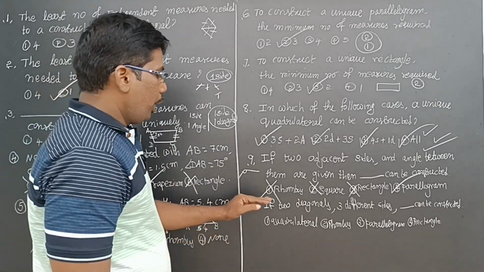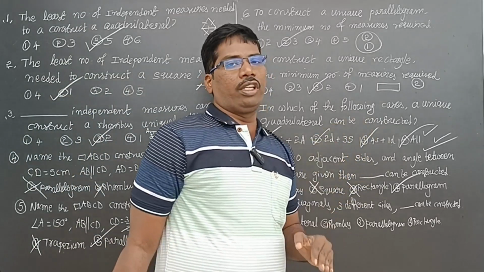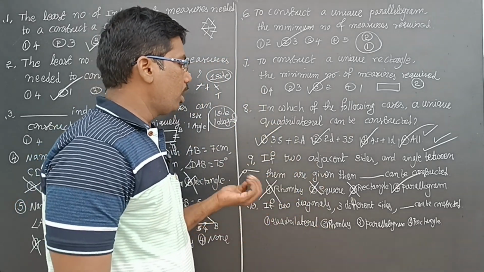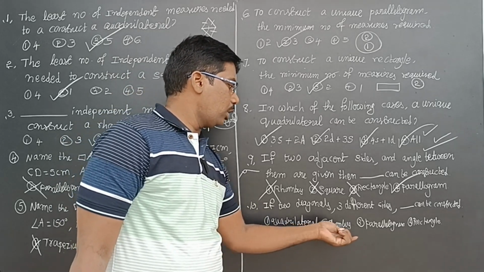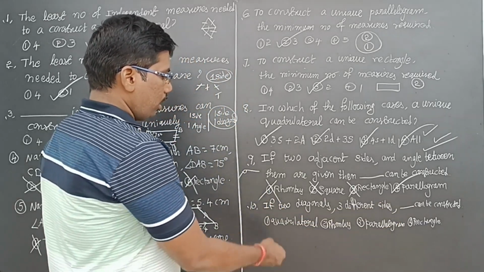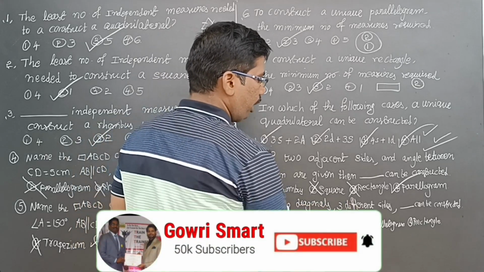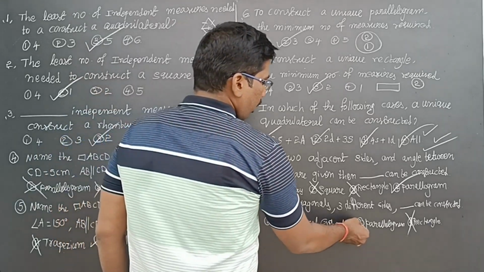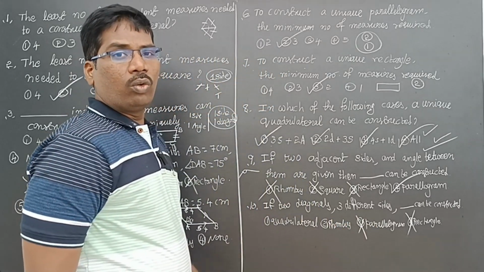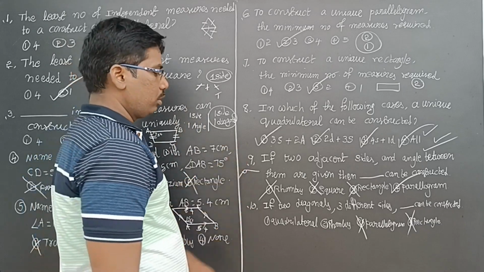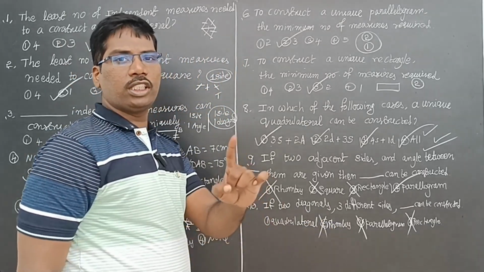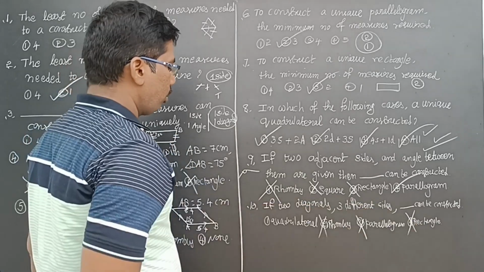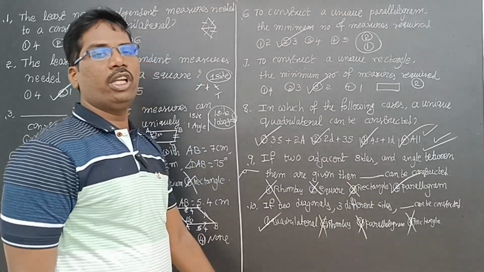Next, at last, if 2 diagonals and 3 different sides are given, what will be the answer? Quadrilateral, rhombus, parallelogram or rectangle? See here, 2 diagonals and 3 different sides. For a rectangle we need not 3 different sides, only 2 sides are enough. In a parallelogram also we need not, because only 2 sides are enough. And for a rhombus, 1 side is enough because the remaining 3 sides we know very well. So 3 options are wrong. It must be a quadrilateral.